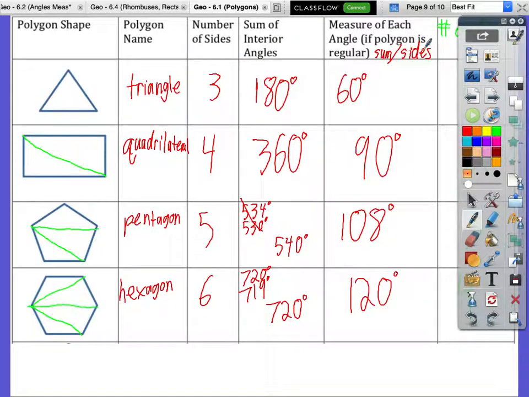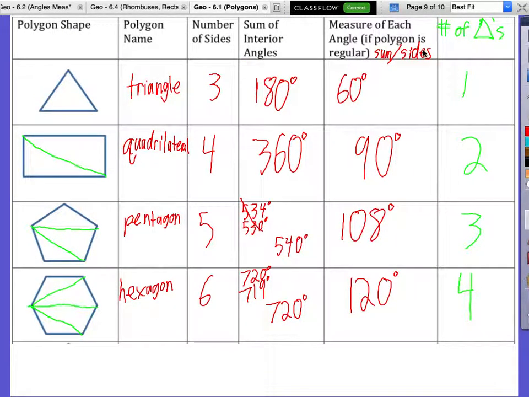Alright, so we went through this table last time, and we filled all this out, didn't we? Yes. And some of us were saying, hey, we had a pattern here, remember that? And we said, okay, when we go through all of the diagonals from one point, we can figure out how many triangles are in this shape. So there's one triangle in a triangle, two in a quadrilateral, three in a pentagon, four in a hexagon, and so on. It kept increasing as the number of sides increased.